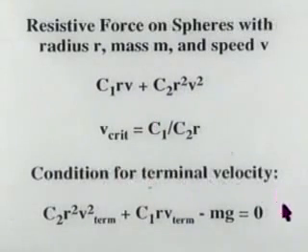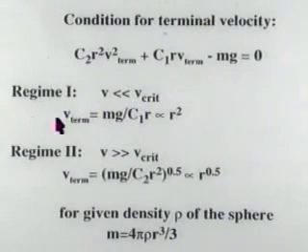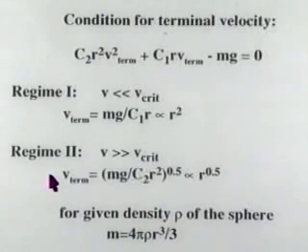for terminal speed. And then we have regime 1, whereby the speed is way less than the critical speed, and then you get the terminal velocity, as you see on the blackboard, which then is proportional to r squared, if you only look at objects which have a particular given density. And if the speed is way larger than the critical speed, you are in regime 2, and then you have a dependence with the square root of r.